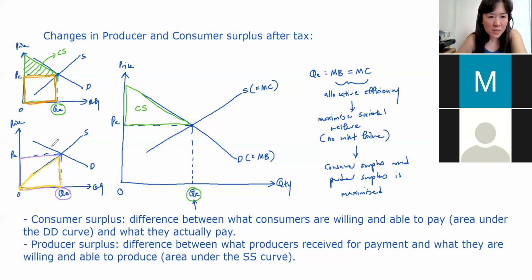So with the square, which is the purple area, less the yellow area, what you have over here is the producer surplus. So this is our PS.